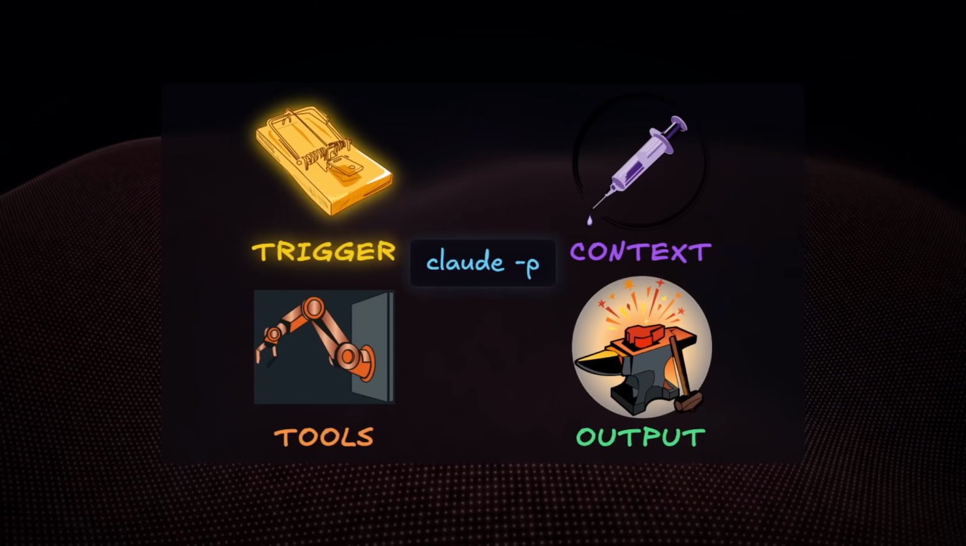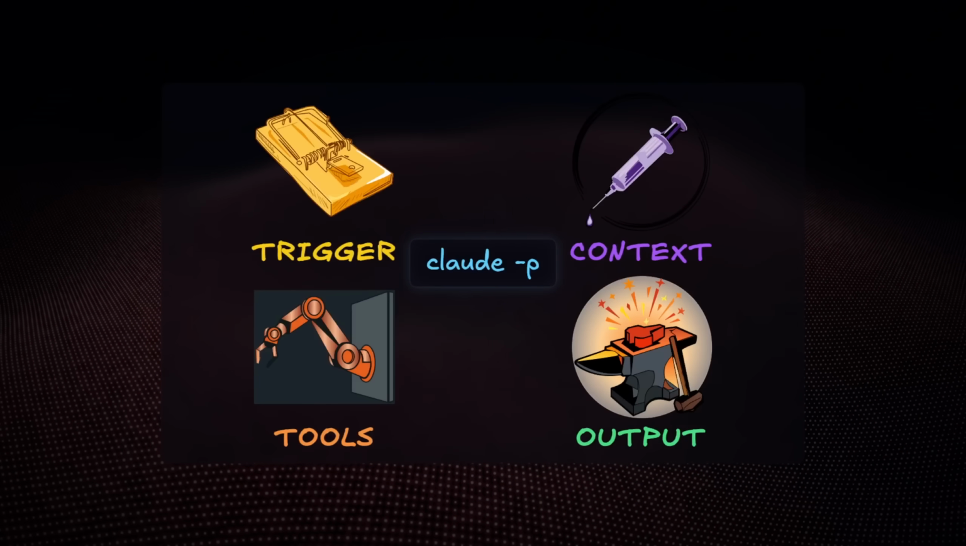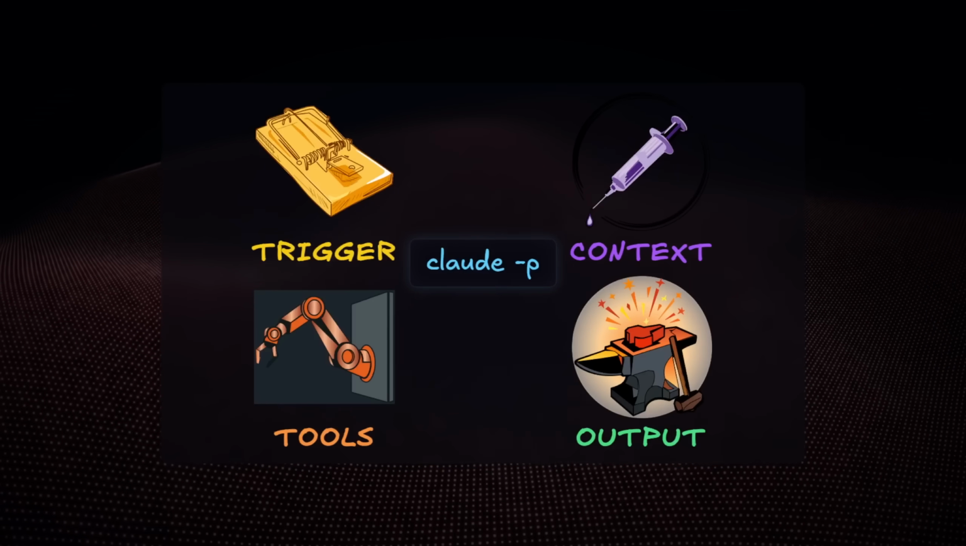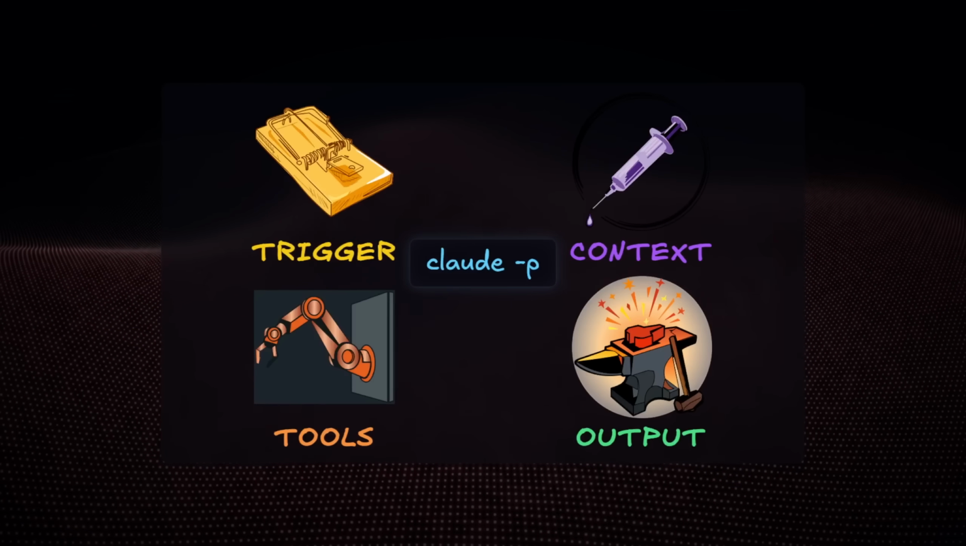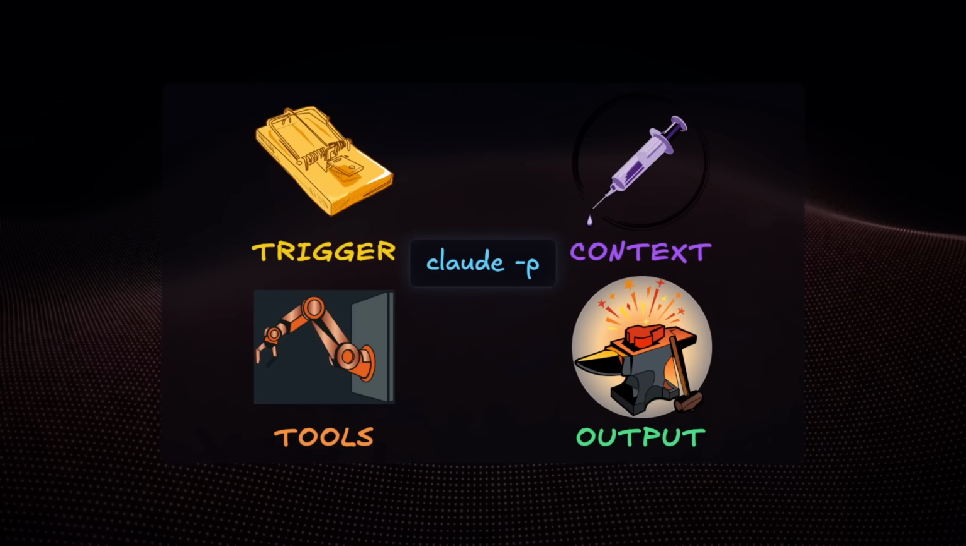Luckily, in Claude Code, there's a powerful command that allows us to control all of these in just a couple lines of bash. It's called Claude-P, and it's the secret to building a powerful sniper agent that automates work for you. Let me show you this in action with a real-life example.